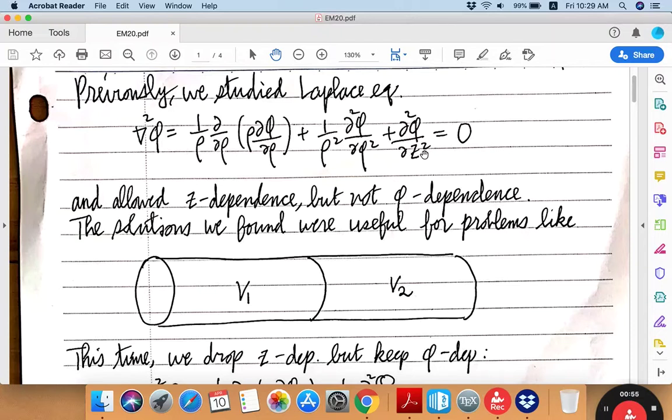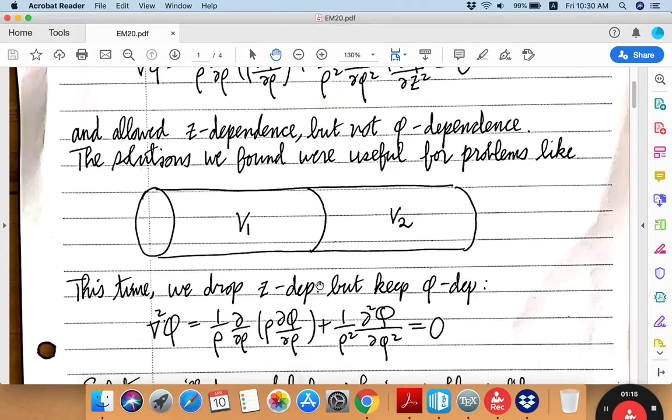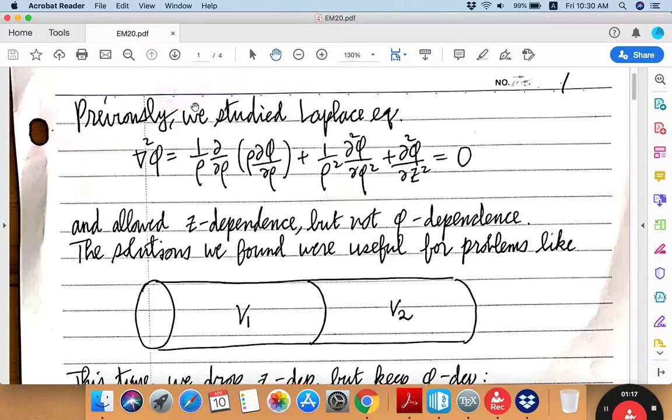So therefore, this derivative part was taken to zero, while this z derivative part remained finite. And the solutions that we found there were actually quite useful for solving problems like this, where you have a cylindrical shape of a conductor, but they are at different potentials for the two halves. Okay, but this time we're going to revisit the same Laplace equation, but assume a different kind of dependence. So this time we're going to assume that there's no z dependence in the solution, but there is a dependence on the angle phi.